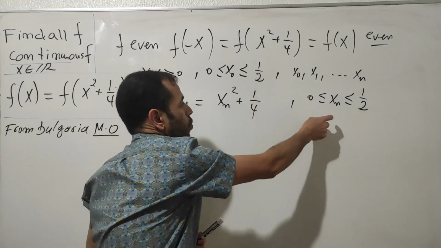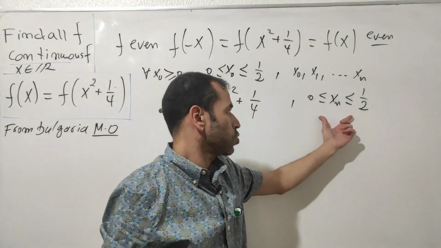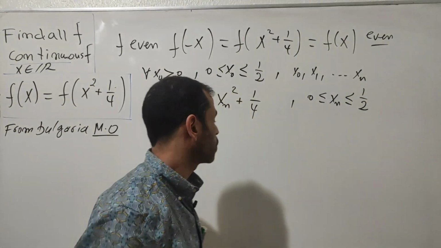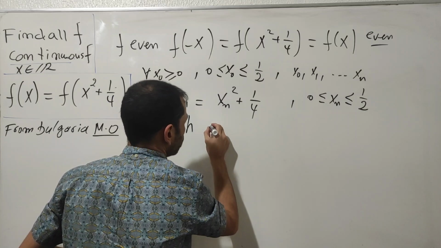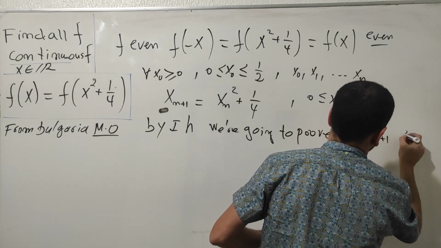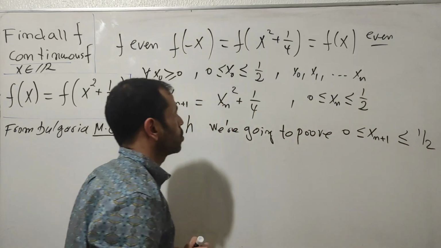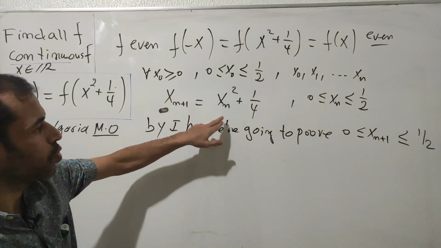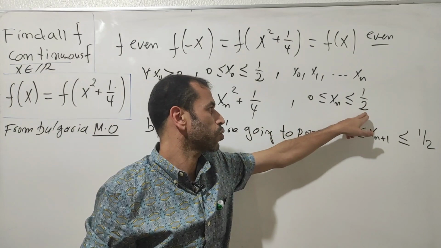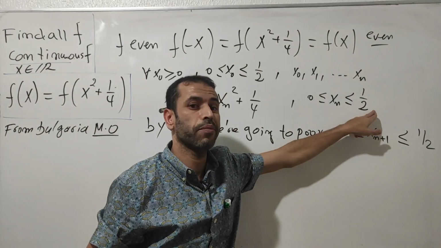Okay, we are going to do this one by the induction hypothesis. We are going to prove x sub n plus 1 is also between 0 and half. Okay, so it's more simple here. We are going to square this one. We are going to start with this one as a true assumption.